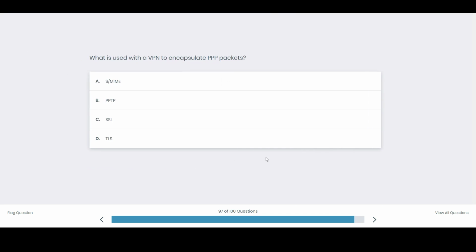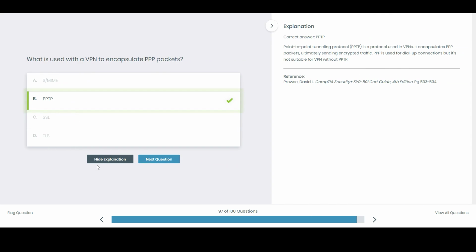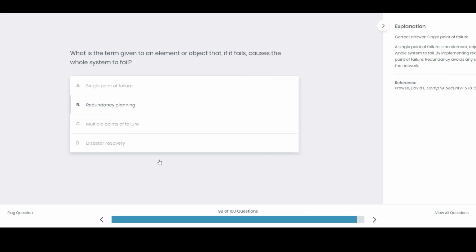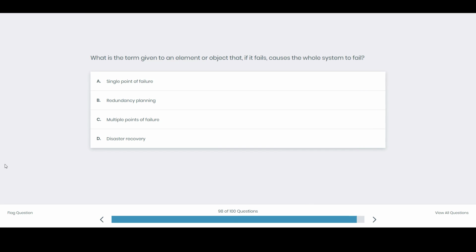Yeah. What is used with VPN to encapsulate PPP? I'm not sure, but let's try this one. Point-to-point. Yeah, this is Point-to-Point Tunneling Protocol. This protocol is used by VPN to encapsulate PPP. Yeah, this is the encapsulated. That's the answer. What is the term given to an element or object that, if it fails, breaks the system? Oh, this is single point of failure. This is the question.